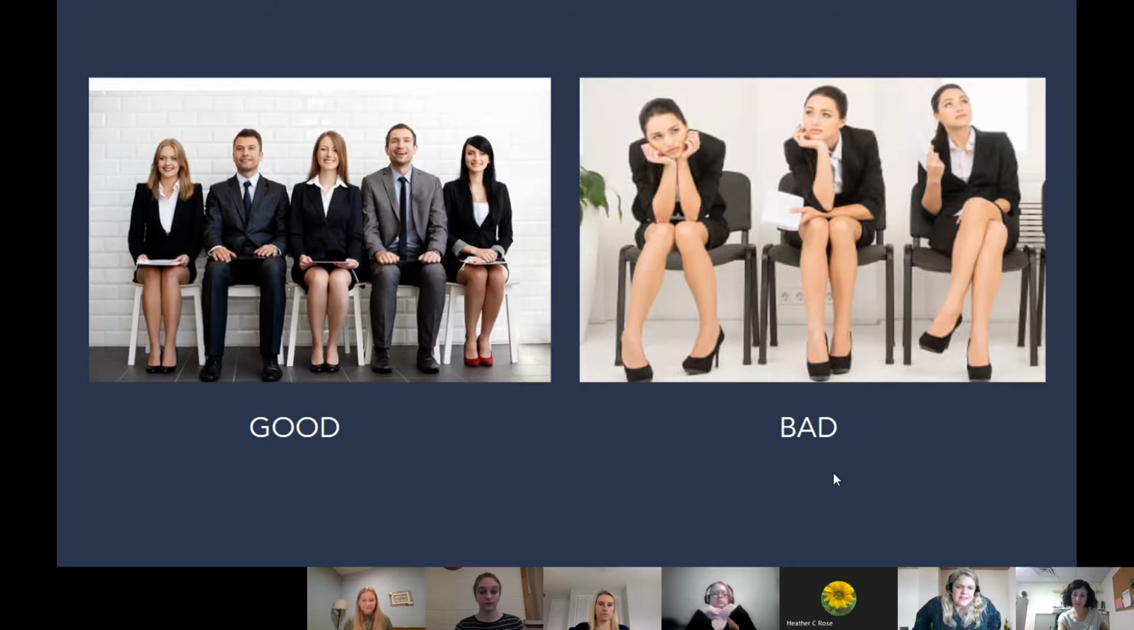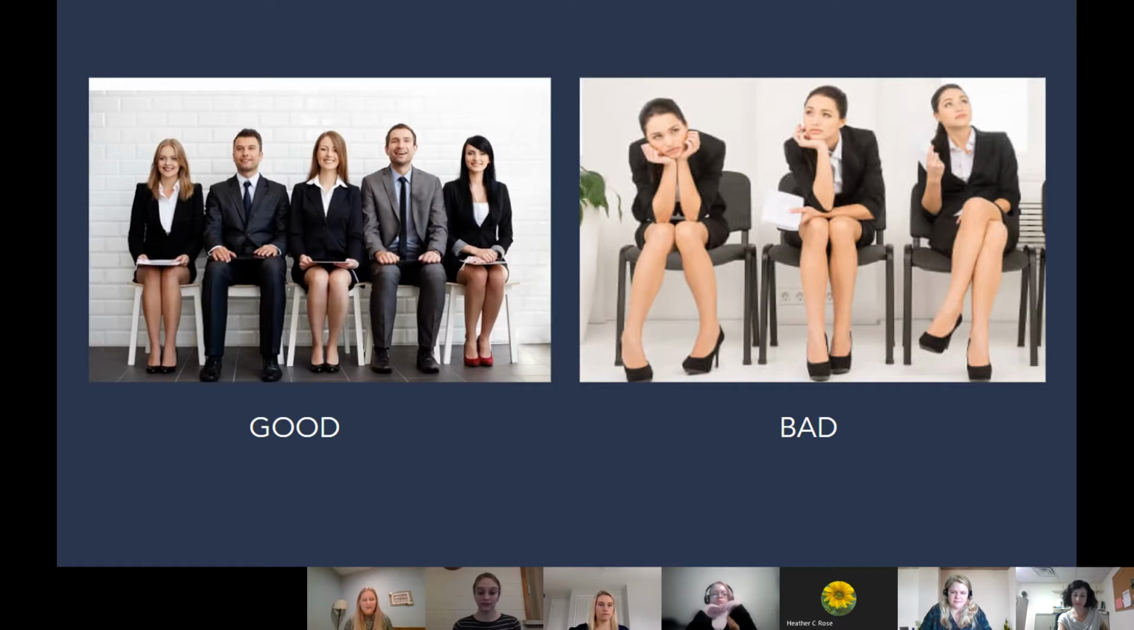I think that by them sitting up tall with their shoulders back, it shows that they are welcoming to the situation they're in. Having their hands down and kind of relaxed shows that they're not tense, they're not anxious about what's to come. I like that they're all smiling. That's another great thing. I think that they're doing well in the good example.